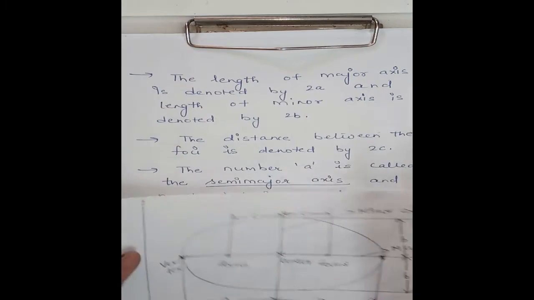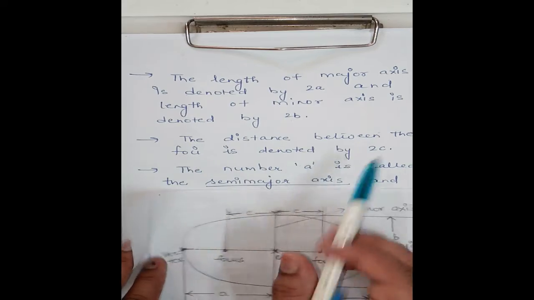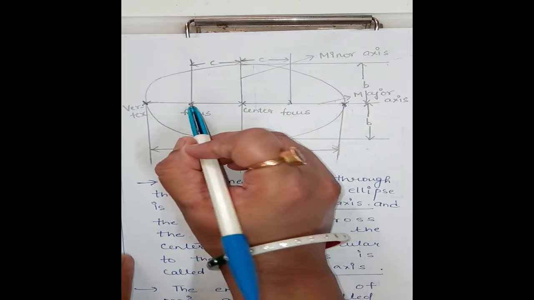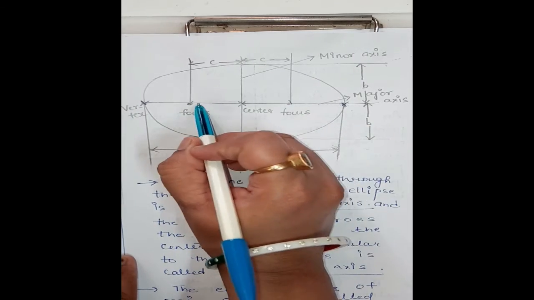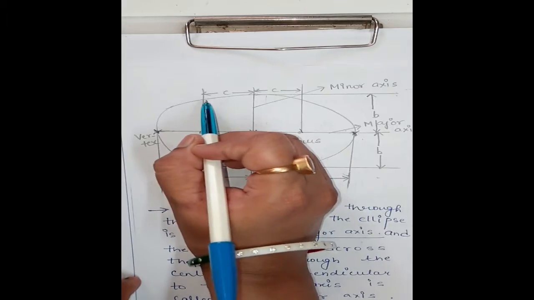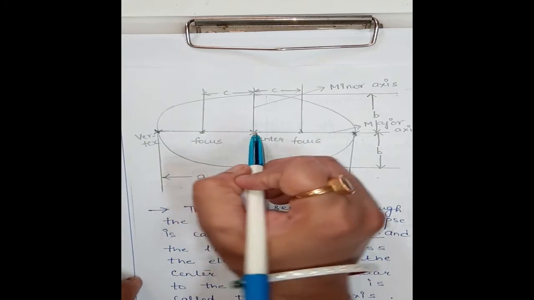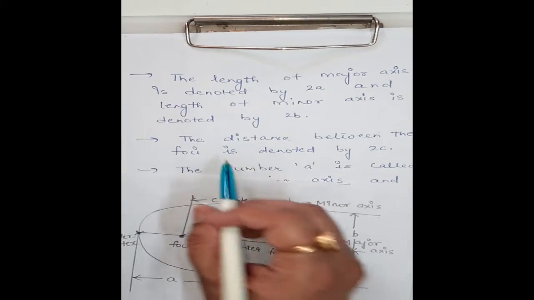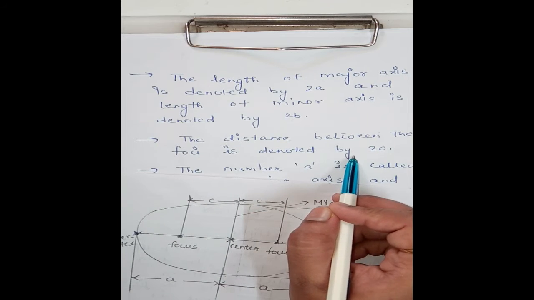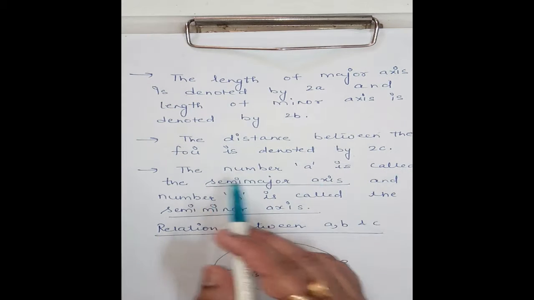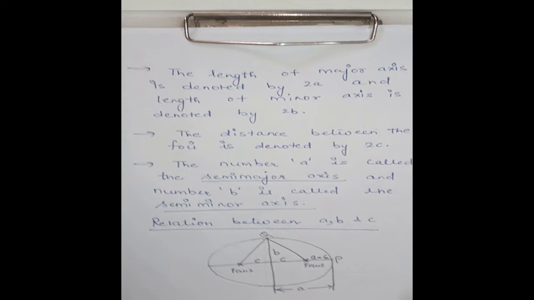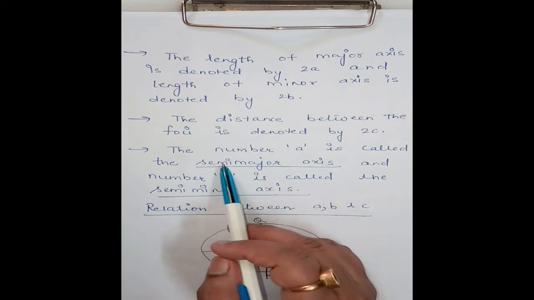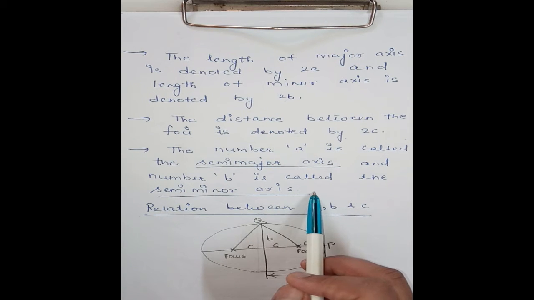Clear? The distance between the foci is denoted by 2c. The distance between these two foci is denoted by 2c. So this will be c and this will be c. See here, marked here, this distance is c and this distance is c. So the total length is 2c. Clear? Now the number a is called the semi-major axis and the number b is called the semi-minor axis. Clear?